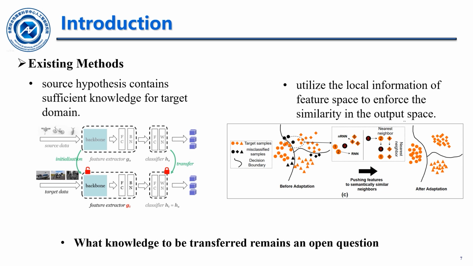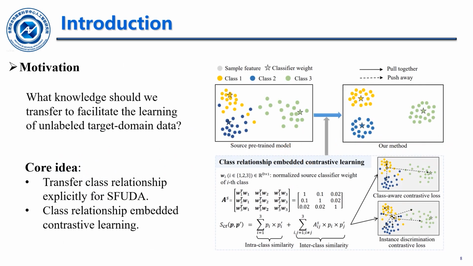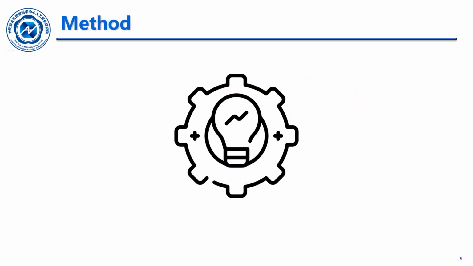In this paper, we first ask, what knowledge should we transfer to facilitate the learning of unlabeled target domain data? We propose to transfer the class relationship represented by the similarity of classifier weights. Actually, the class relationship is domain invariant since the same class in the source and target domains essentially represents the same semantic in spite of the domain discrepancy. For example, the computers are always more similar to the TV than the scissors. Then we introduce our proposed method.